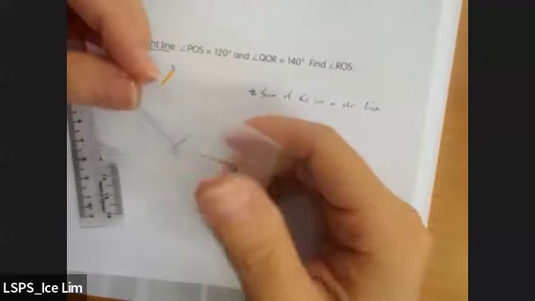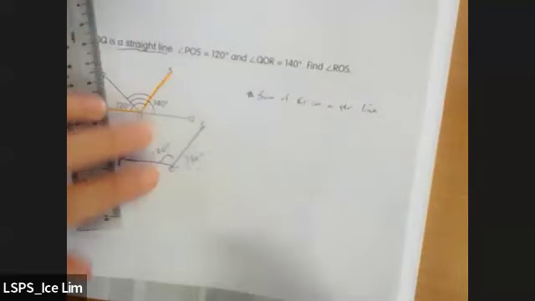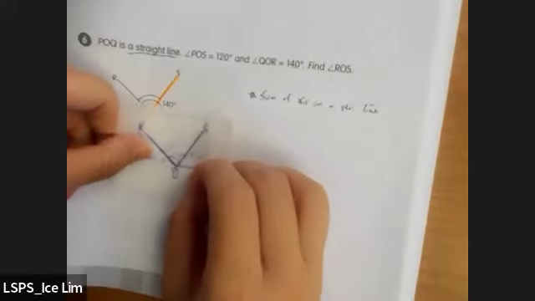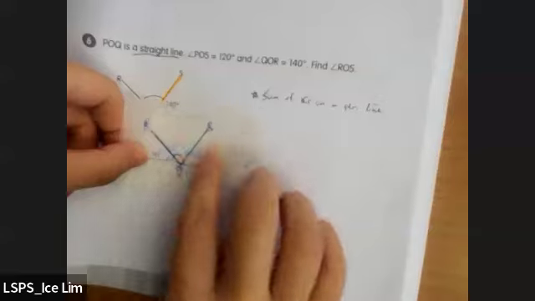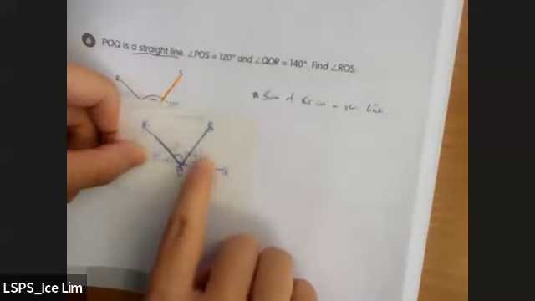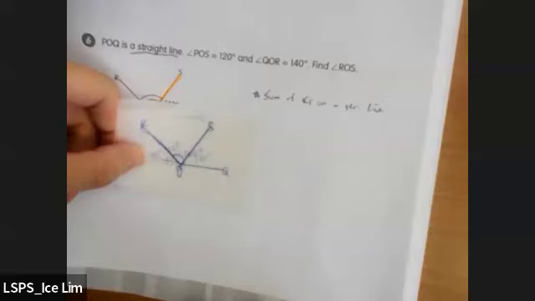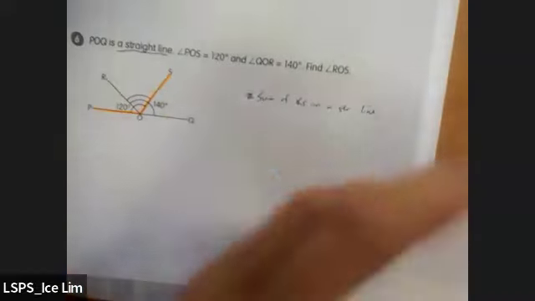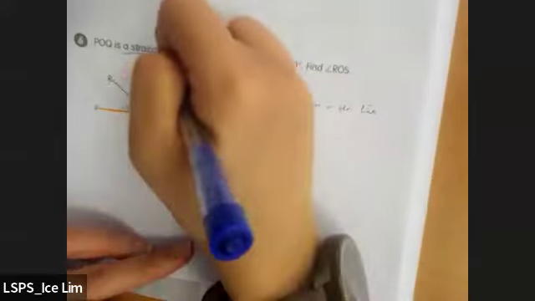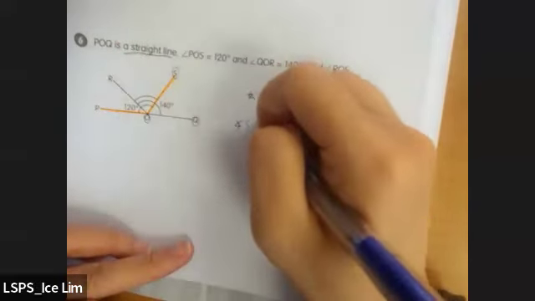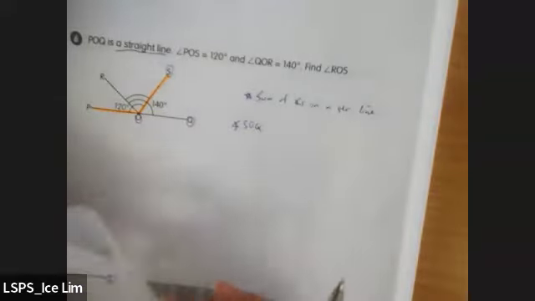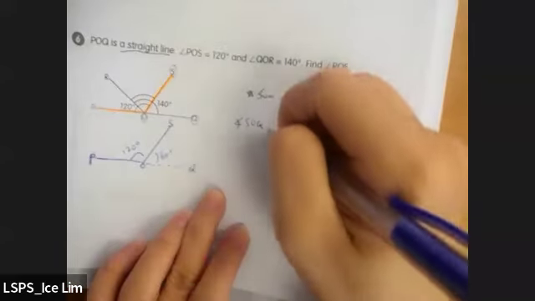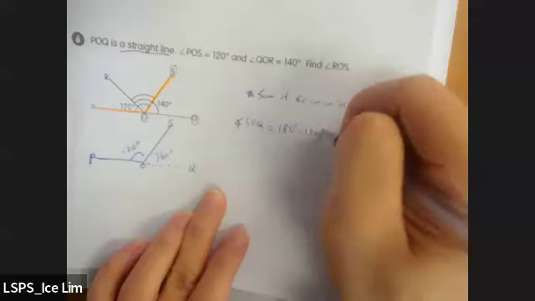Now, the question is, can you see where the 60 degrees is in ROS? It's over here. Okay? So let's say I take the first one, angle SOQ. SOQ is here. This equals 180 degrees minus 120 degrees, that's 60 degrees.